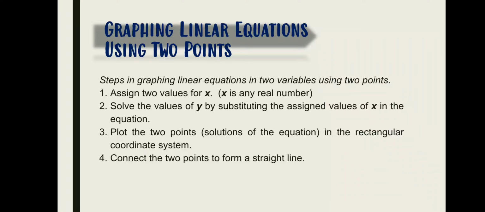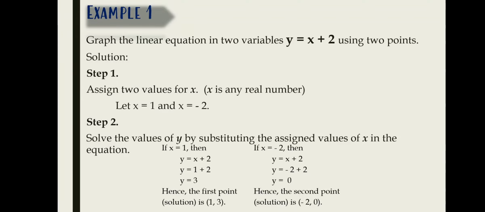For our example number 1, graph the linear equation in two variables y equals x plus 2 using 2 points. Here is the solution. Step 1. Assign two values for x. Remember, you have to choose any real number for your value of x. So for our example, let x equals 1 and let x equals negative 2.